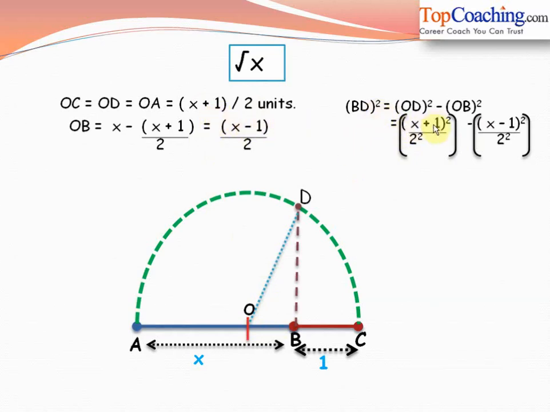Therefore this would be equal to (x+1) whole square divided by 2 square minus (x-1) whole square divided by 2 square. From this we get the value of BD square equal to 4x/4, which is equal to x. Therefore the value of BD square is equal to x, and thus we get the result as BD equal to root x. So this is the very simple logic behind the length of BD being equal to root x.